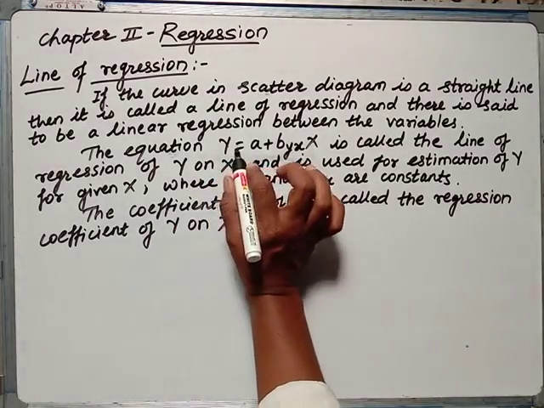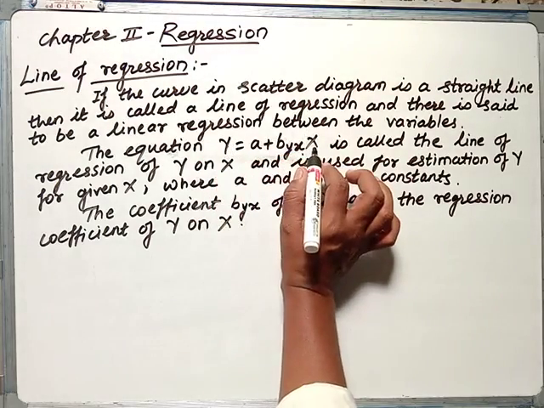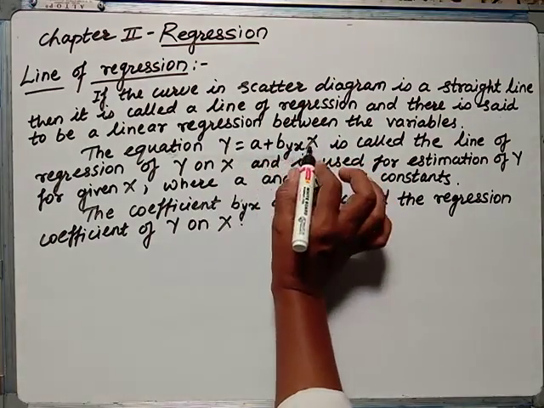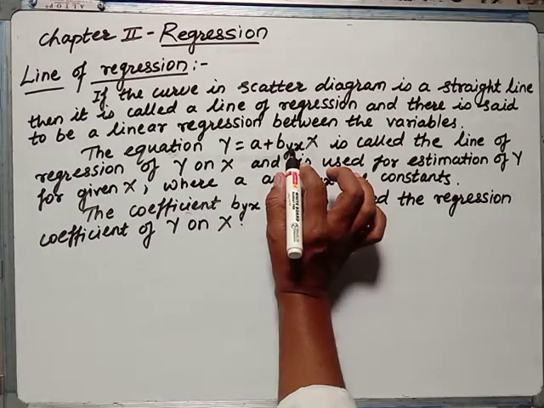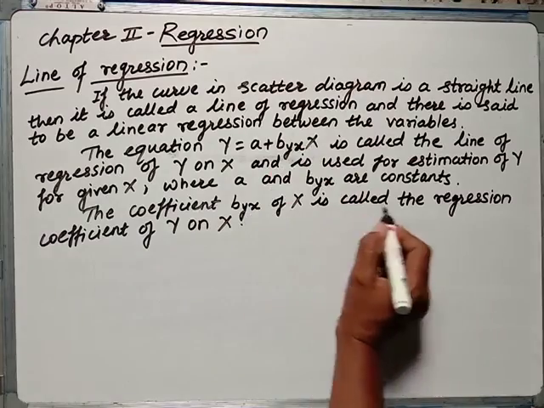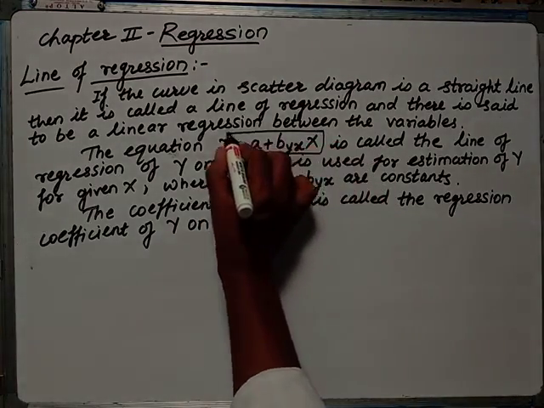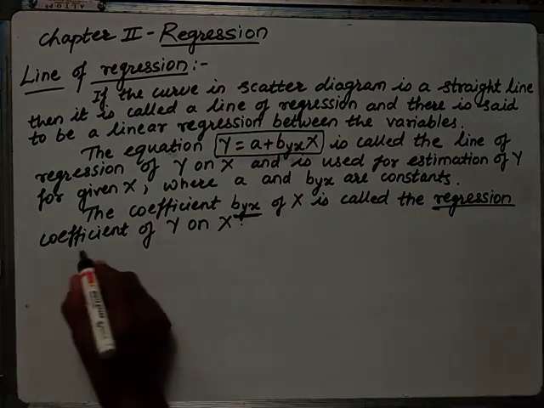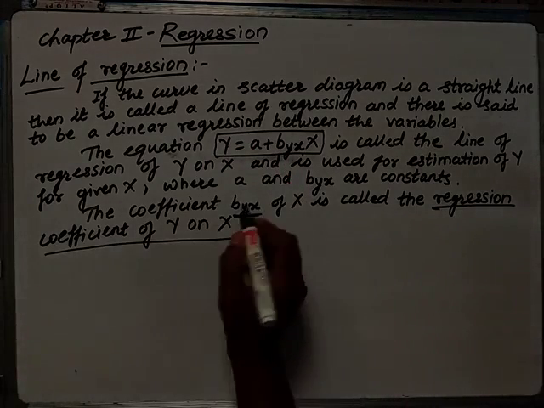Look at this. Y is represented in terms of x. So if x is given to us, we can easily determine y. Here these a and byx are constants. And what is this byx? Byx is known as a regression coefficient of y on x. Remember this part, it's very important. This byx is a regression coefficient of y on x. Y on x, as such you can easily remember.